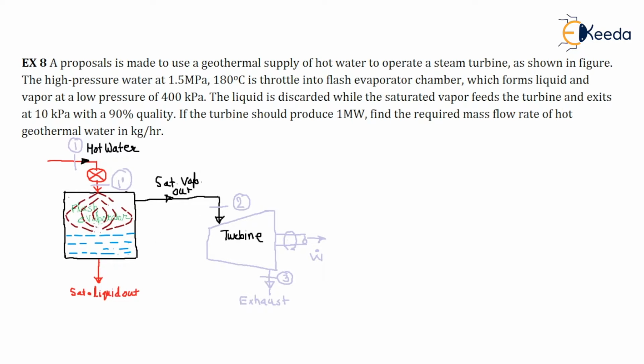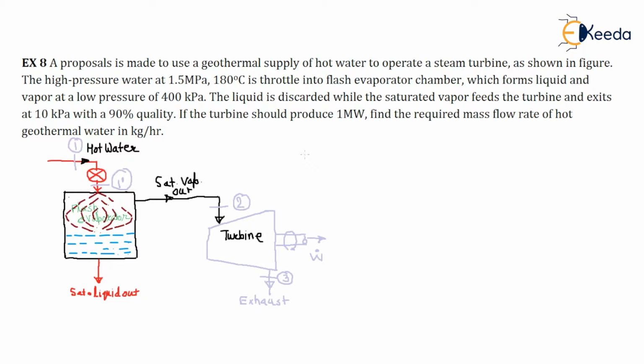There is a liquid part and a vapor part. The liquid is drawn from the flash chamber, and the saturated vapor is drawn from the flash chamber and fed to the turbine, which exits at 10 kilopascal with 90% quality. So there is a two-phase mixture. If the turbine should produce 1 megawatt work output, find the required mass flow rate of hot geothermal water. This hot geothermal water, m1, we have to find in kg per hour.